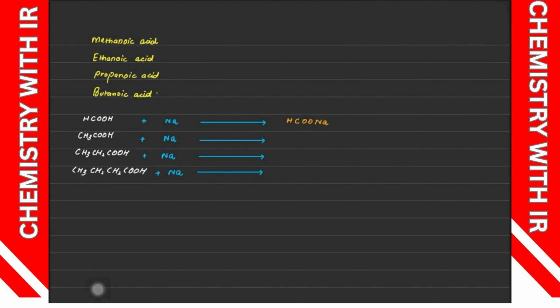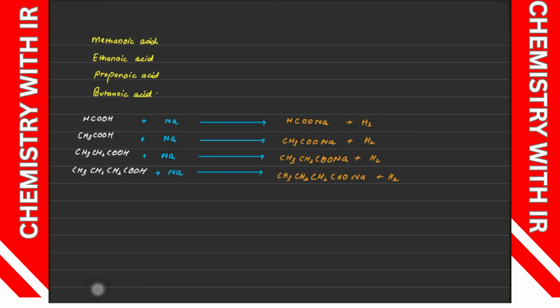HCOONa and hydrogen gas, and it would be forming CH3COONa and hydrogen gas. It would be forming CH3CH2COONa plus hydrogen gas. It would be forming CH3CH2CH2COONa plus hydrogen.